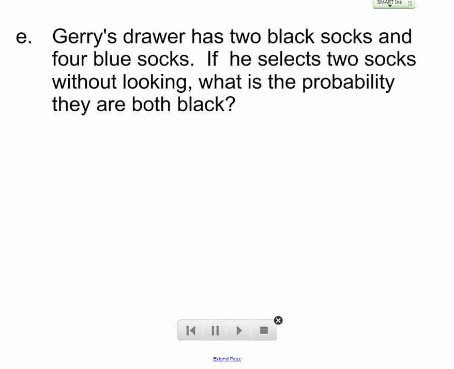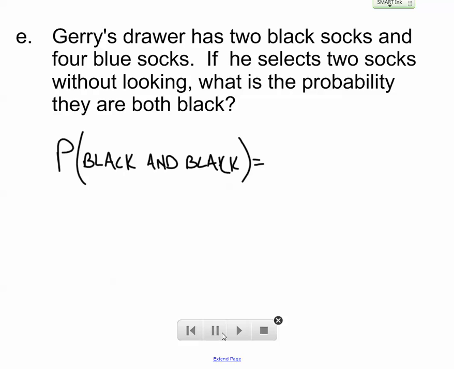Last thing for tonight. Gerry's drawer has 2 black socks and 4 blue socks. If he selects 2 socks without looking, what's the probability they're both black? He's in an all dark room. He's just reaching in at random into his drawer, and what's the chance that he'll actually get 2 black socks? Well, the probability of a black then another black. So he's going to take one out, and then he's going to reach for another one.